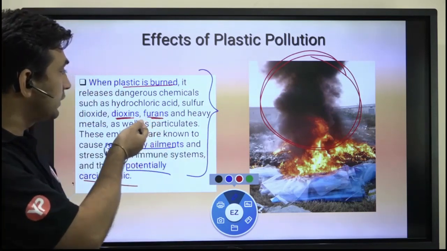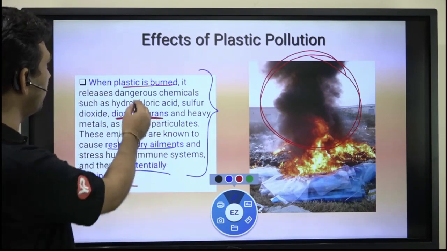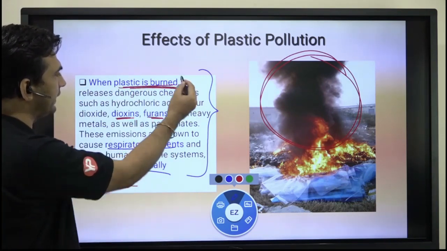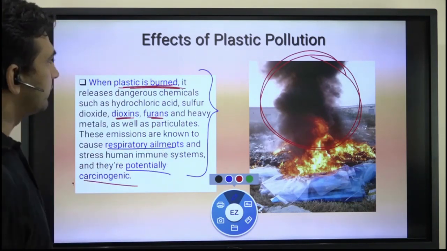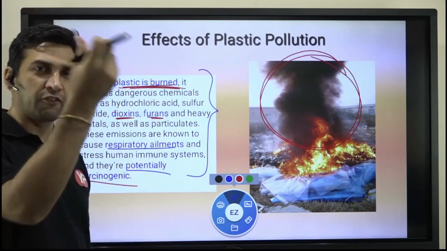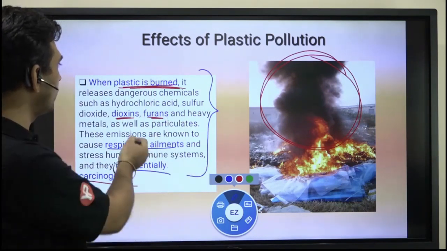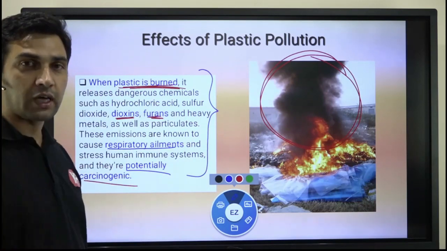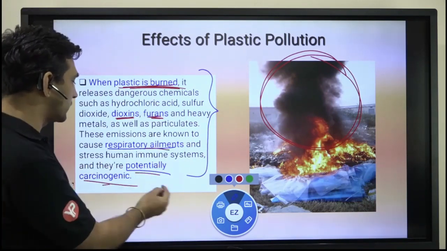even read this whole paragraph. Simply, what do I have to look at? If I have highlighted it, I simply have to look through it. The whole of that paragraph will get refreshed in your mind. That obviously, when burned, dioxins, which are furans, will be very harmful, and what potential harm can there be. That is how.